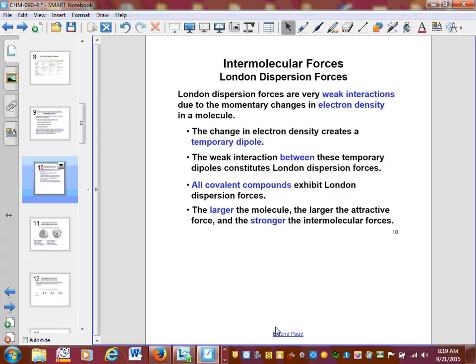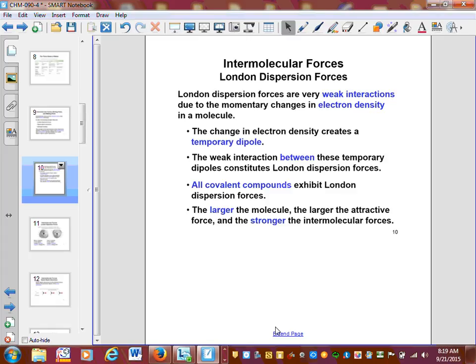All covalent compounds have London dispersion forces. The larger the molecule, the larger the attractive force and the stronger the intermolecular forces. So how can you induce a temporary dipole? The best example I could have is you have a tub of water sitting on a table. It's nice and flat. You come along and you hit the side of it. What happens? It ripples, right? That's a temporary dipole, because if you go away and let it sit, it just smooths out again.